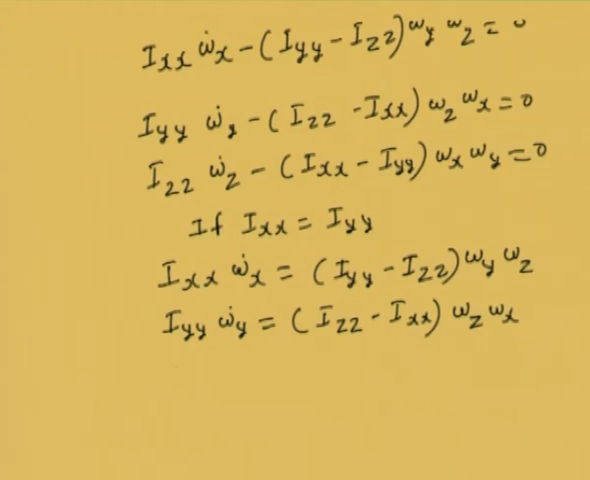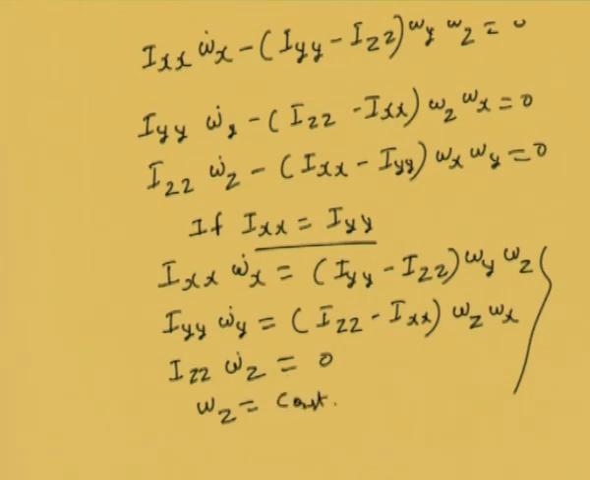Now Izz omega dot z is equal to 0. These are the three equations you get. If you know Ixx is equal to Iyy in torque free motion, then omega z is equal to constant. The third equation gives omega z is equal to constant.